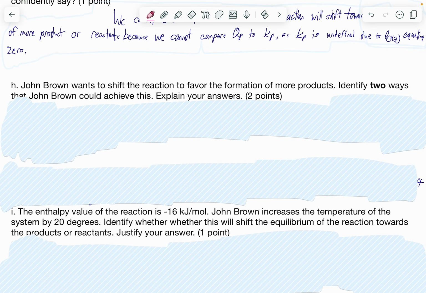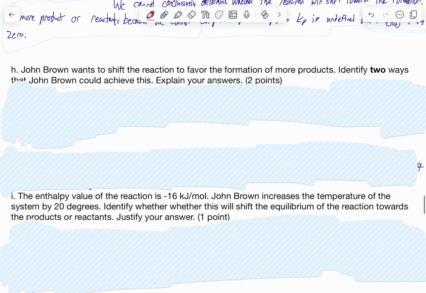So next, John Brown is not satisfied with the reaction as is. He wants to shift it to favor the formation of more products. So I asked the student, the unlucky test taker, to identify 2 ways in which he could shift it towards the products. There are probably more than 2 answers to this, but these are 2 of the more apparent ones.